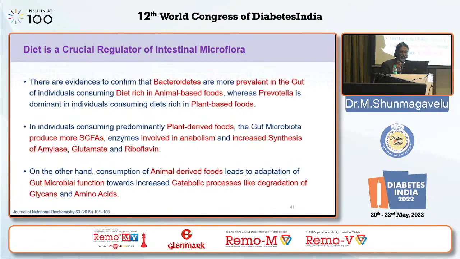There is evidence to confirm that consumption of animal-derived food leads to the adaptation of the gut microbial function towards increased catabolic process. So there is an alteration with reference to microbial changes, namely an increased prevalence of Bacteroides. In contrast, a diet rich in plants favors the growth of Prevotella. And with plant-derived foods, the gut microbiota produce more saturated fat, enzymes involved in anabolism, and there is increased synthesis of various enzymes. So it is anabolic. On the other hand, animal-derived foods are always catabolic.